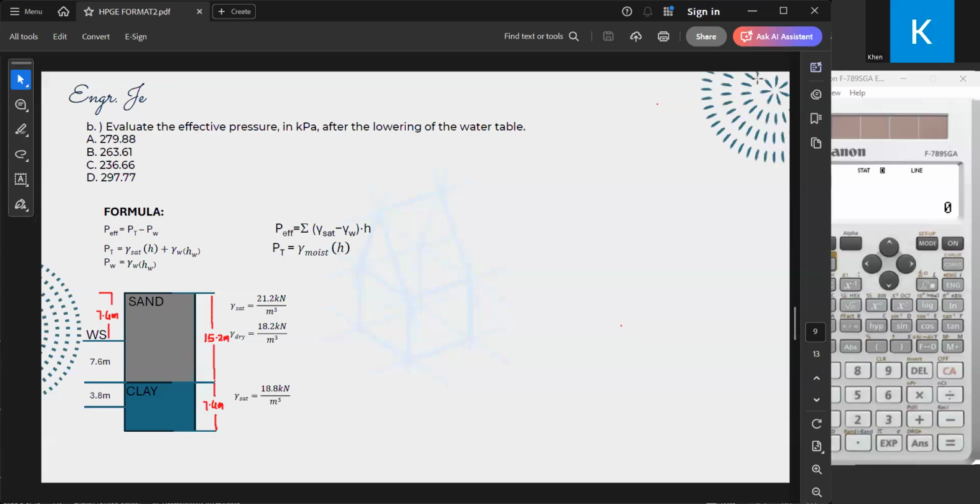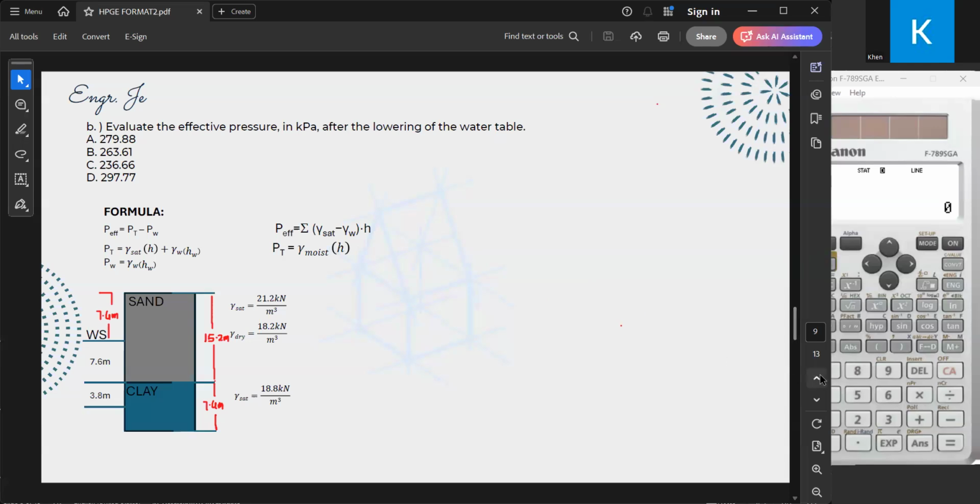So question letter B, evaluate the effective pressure in kilopascal after the lowering of the water table. So here you can see that the water surface is at the mid height of the sand, and the total distance of the sand is 15.2, and the saturated part of the sand is 7.6, and the upper portion of the sand without the presence of water is 7.6.